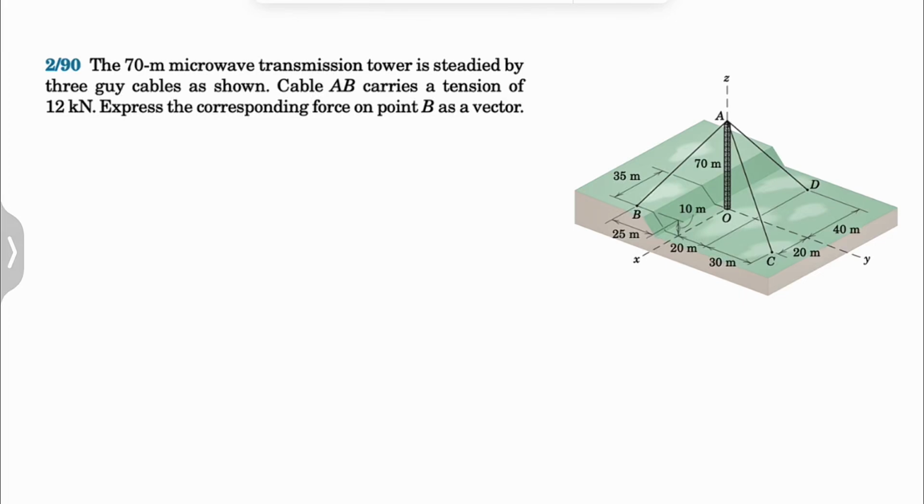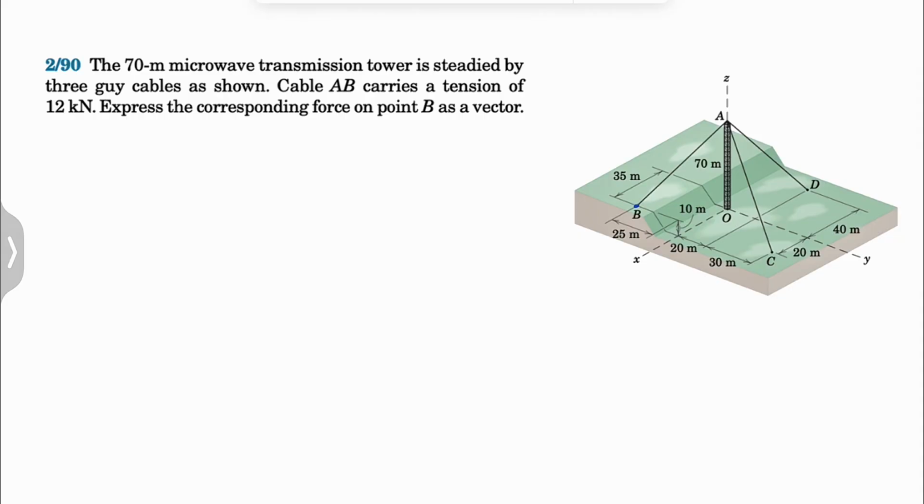Alright guys, welcome back. We have another question from the second chapter of Engineering Mechanics by Meriam, and we have this 70-meter microwave transmission tower that is steadied by 3 guide cables as shown. We know the cable AB carries a tension of 12 kilonewtons, and we need to express the corresponding force on point B as a vector.